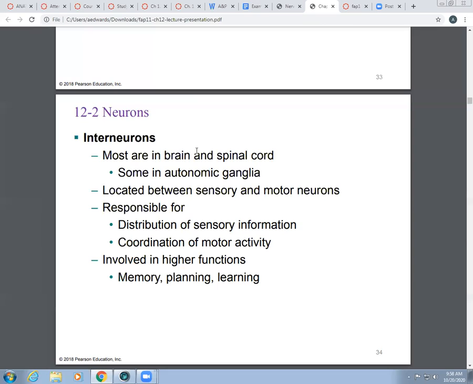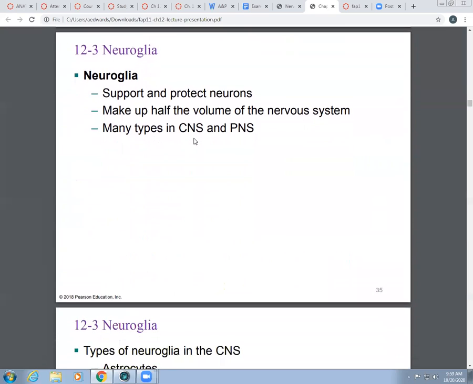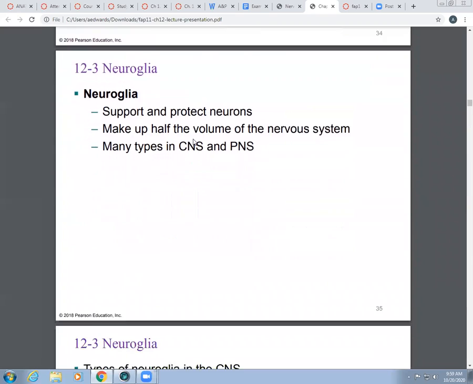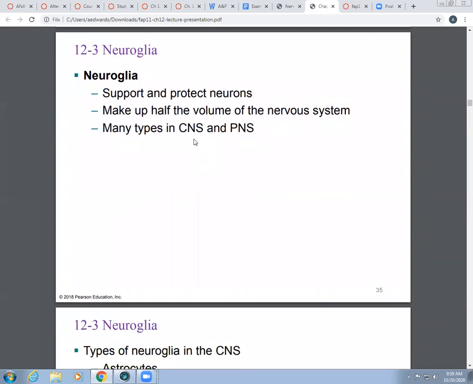And they can help distribute sensory information. They can help coordinate motor activity, help you with learning, planning, and memory. Okay, but the big thing is they're in between a sensory neuron and a motor neuron. All right. So let's pause and describe sensory neurons and motor neurons, two partners. You can do this at home as well.